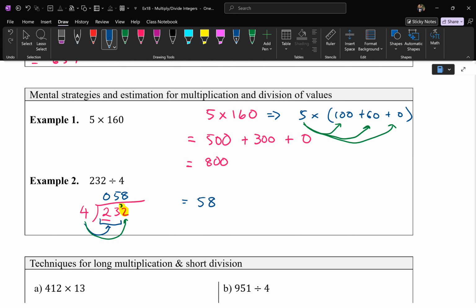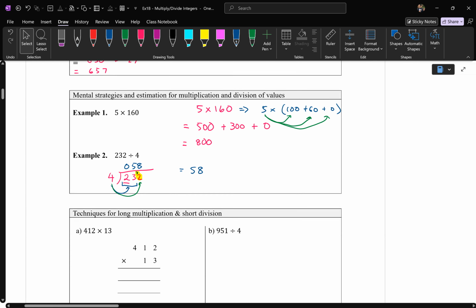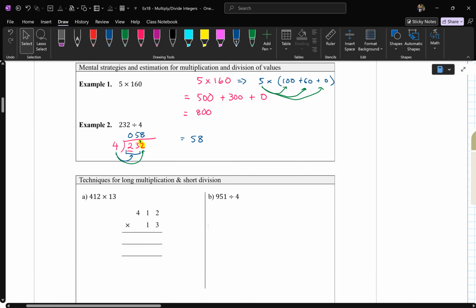I want to see this method. I don't want to see the answer. I can do that on a calculator. You can do it on a calculator, but I'm interested in this. How did you get there? Okay? All right. Make sure to copy that down.